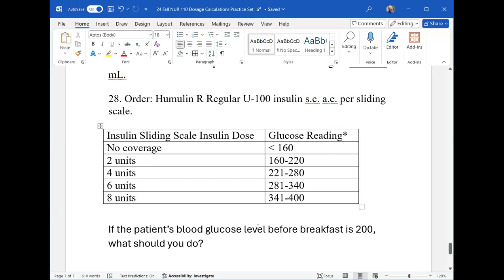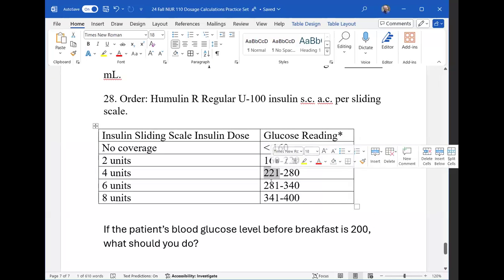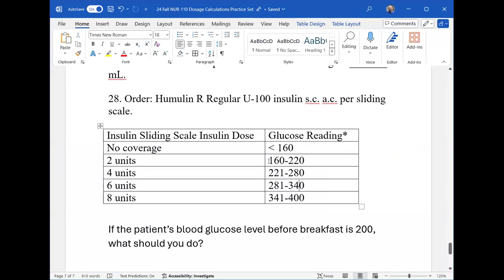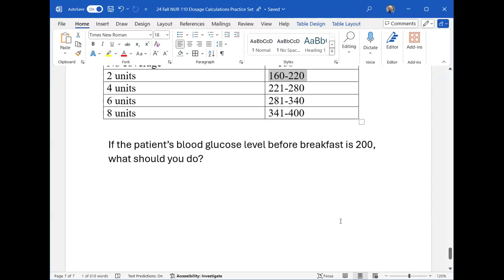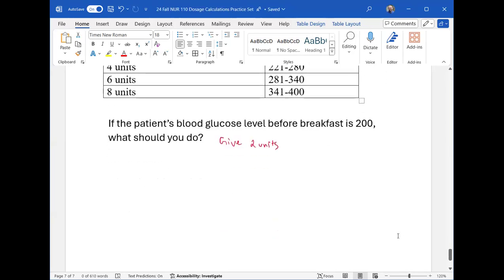So it says your patient's blood glucose level before breakfast is 200. What do you do? Based off of the context of this question, you're just going to look at the different ranges. So if it's less than 160, if it's 160 to 220, 221 to 280, you're just going to follow that range. So 200 is in the 160 to 220 range. So there's no math here. You're just going to give 2 units. You don't need to convert that to milliliters or anything like that. They're just asking, what are you going to do? And what you're going to do is give two units.